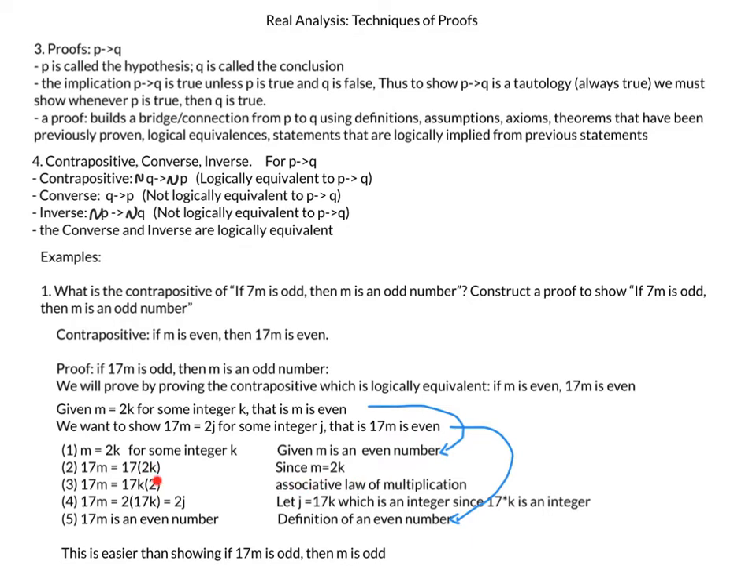Next, I have my associative law of multiplication, so I can move the k over next to the 17. And then my 17k is just another integer, which I will call j. So now I've shown that 17M is of the form 2j. In other words, 17M is an even number. And actually this proof, proving the contrapositive, is easier than proving the original implication.